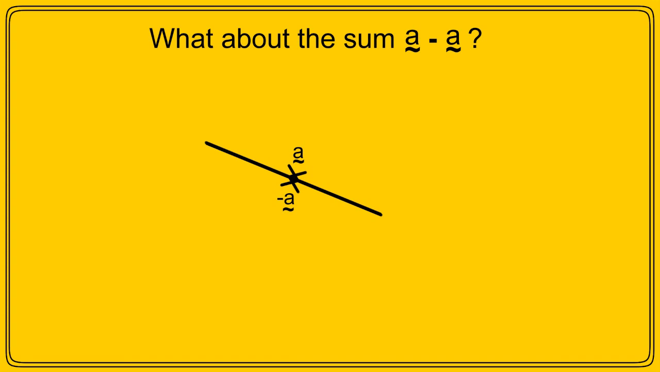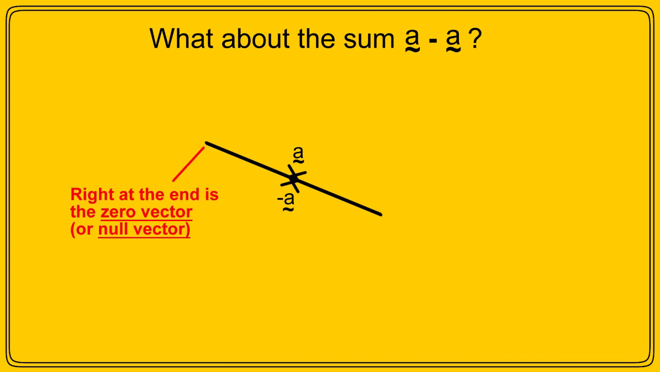Well, we have a vector that has no length and doesn't seem to point in any particular direction. We call this vector the zero vector. Sometimes it's called the null vector. What a crazy idea, you might think, to have a vector that has no length and no particular direction.